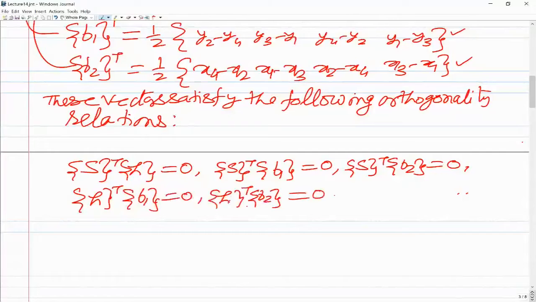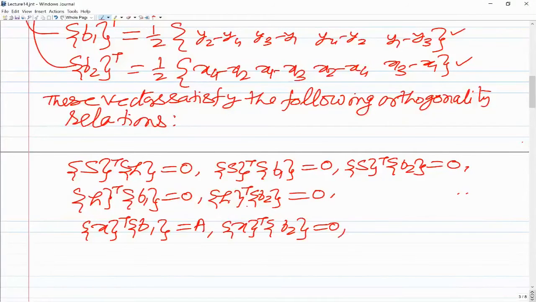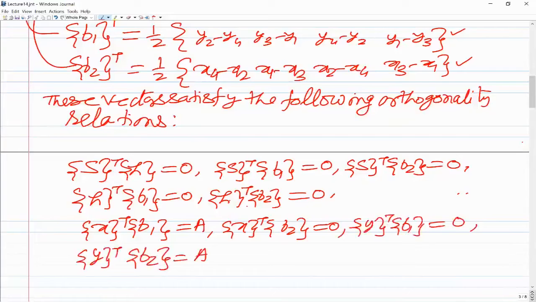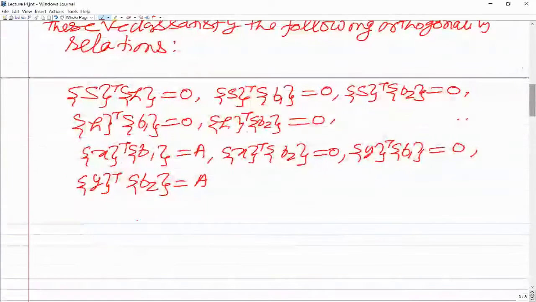You will also see that if we take vector x, I'm going to define x. What is x? So x transpose into B1 will give you the area of the element, and x transpose into B2 will turn out to be 0. Similarly, y transpose into B1 will be 0, and y transpose into B2 will be equal to area of the element. So here I have not defined x and y, so let me define those.